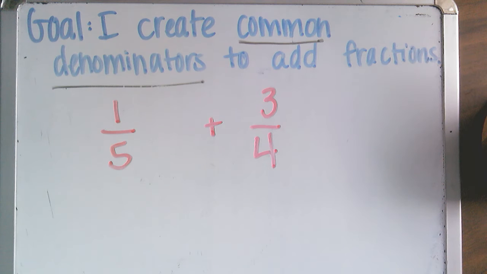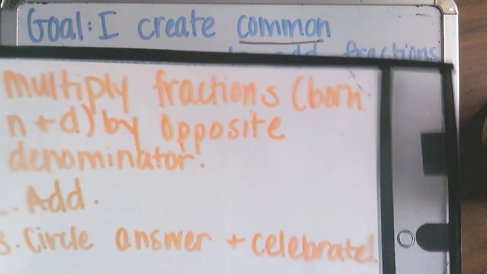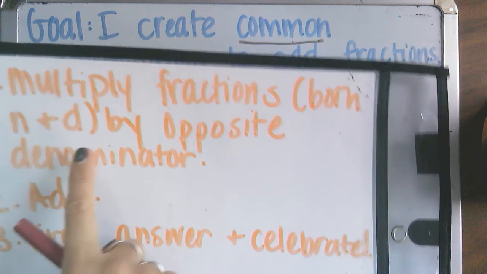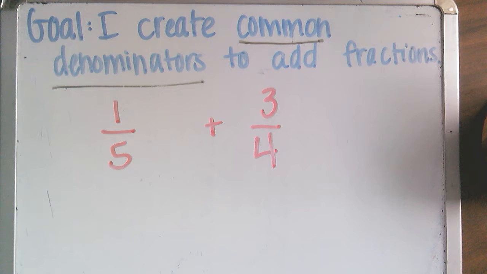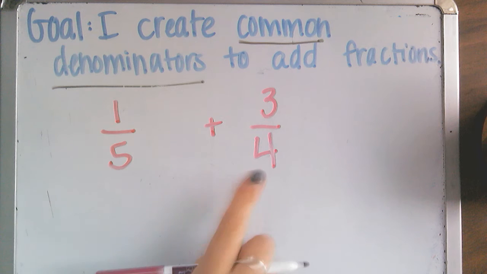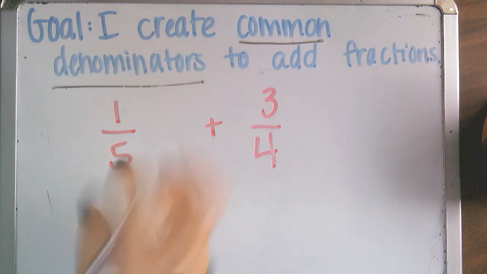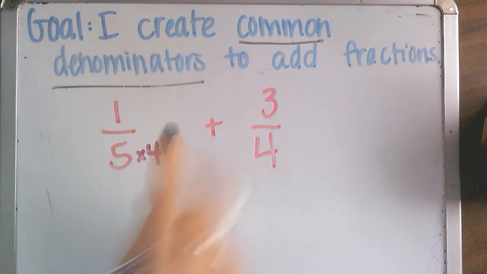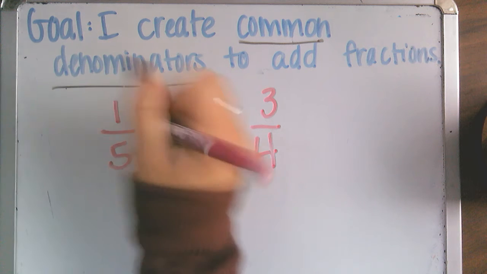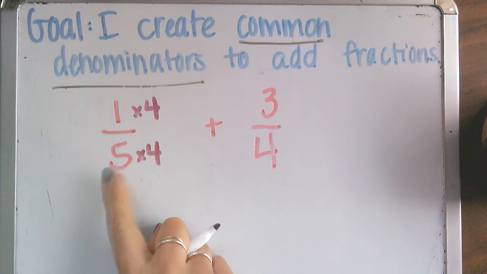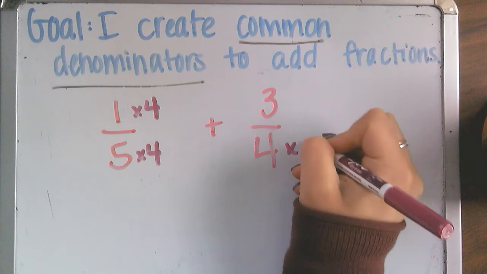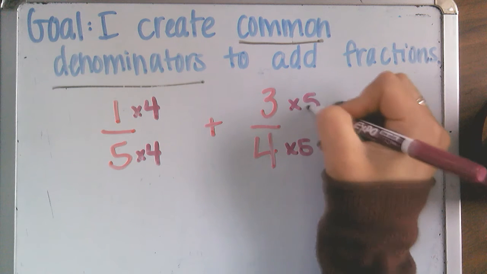So if I'm thinking about my first step here, it says multiply fractions, both the numerator and denominator, by the opposite denominator. So my denominator here is 4. So I'm going to multiply 5 times 4. And it's a numerator and denominator, so I also need to do it to the top. Over here, I need to multiply it by 5. So I'm going to do 5 and numerator and denominator.